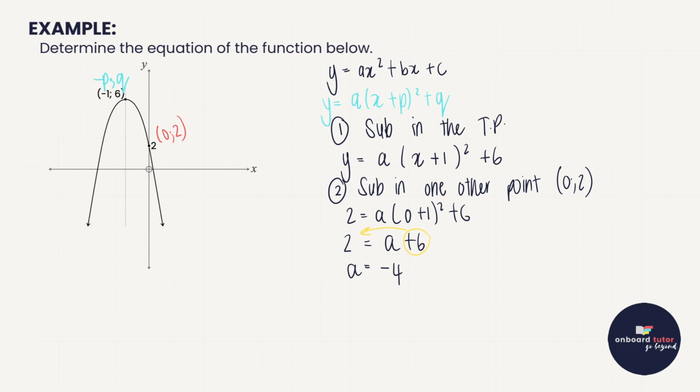minus 4. Okay, and once we've done that, we sub the a value back into step 1. Okay, and that will be our final answer. So let's have a look. Then step 1 said y is equal to a times x plus 1 squared plus 6.